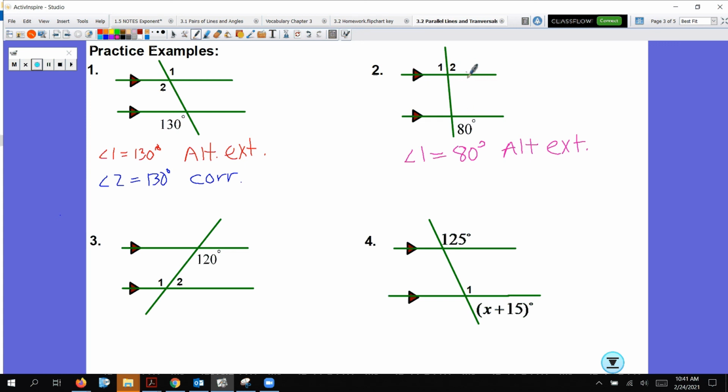So remember I said 1 and 2 are a linear pair. So we know the measure of 1 is 80. So 80 plus the measure of angle 2 is equal to 180 because it's a linear pair. That means angle 2 equals 100 degrees.